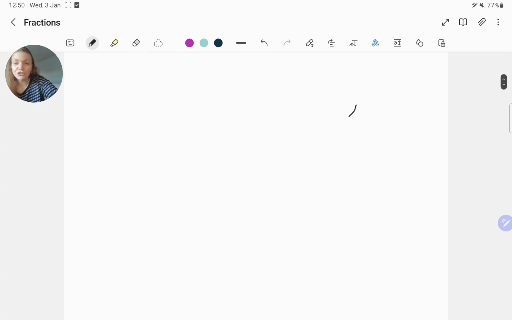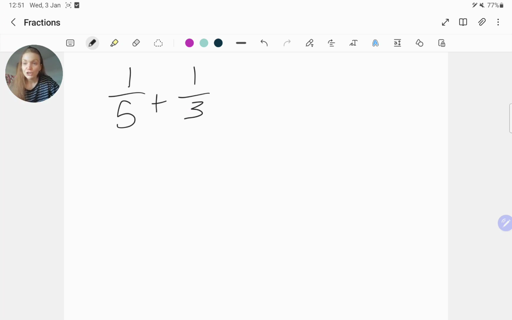Let's move on to a trickier one. Okay, just over there at the side. So say we have 1/5 plus a third. Okay, so we've been asked to add these fractions. So you can see that we have got different denominators this time. Okay, when we're adding fractions, we want the denominators to be the same. They need a common denominator.